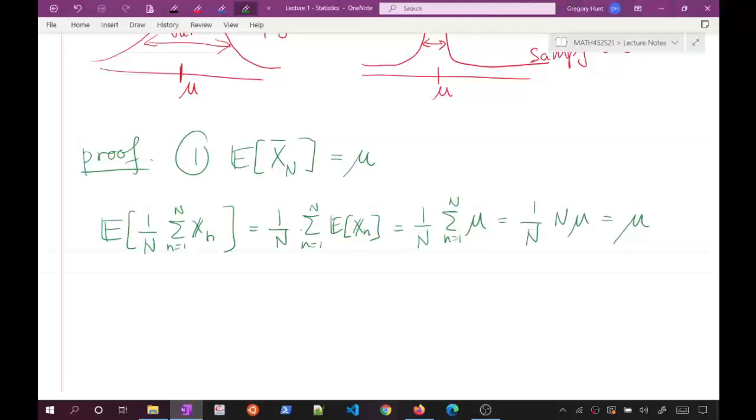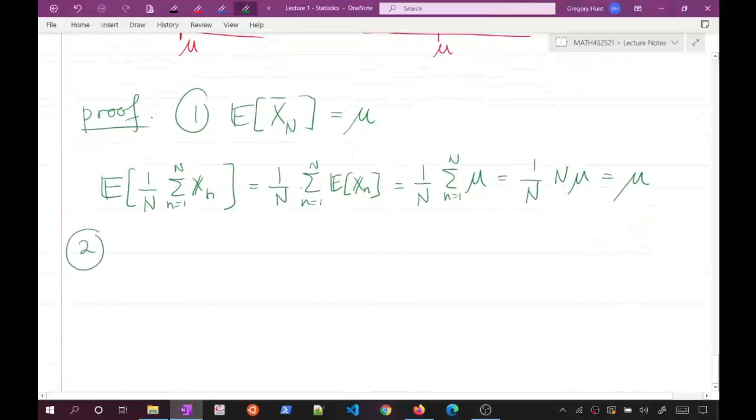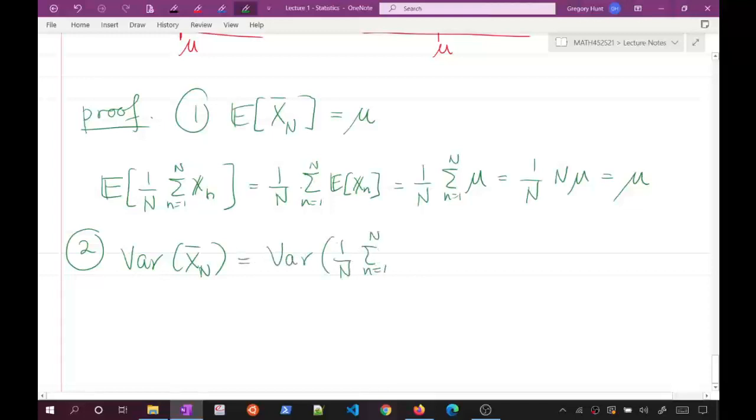Second fact, a little more work. The second fact is that the variance of my arithmetic mean is sigma squared over n. This is a similar kind of game. Let's just write out what the arithmetic mean is: 1 over n times the sum of the x of n's. I can pull constants out of variances, but I must square it.